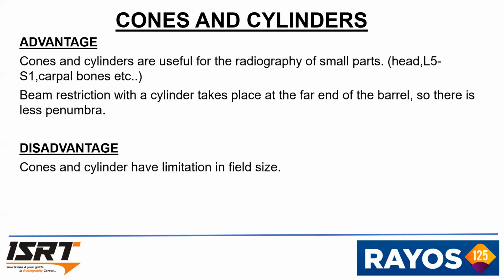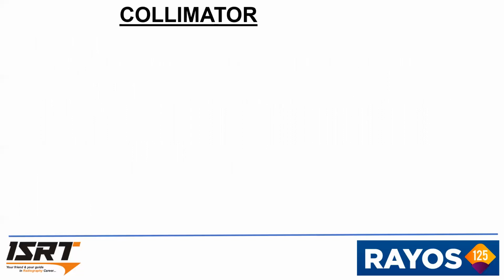That's the advantage. The beam restriction with the cylinder takes place at the far end of the barrel. Throughout the beam we can restrict, so that there will be less penumbra when we use cylinders apart from the diaphragm. The disadvantage actually: cones and cylinders have limitations in their size and field. That's one of the disadvantages of using cones and cylinders.